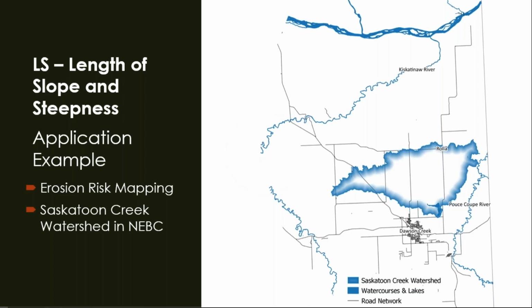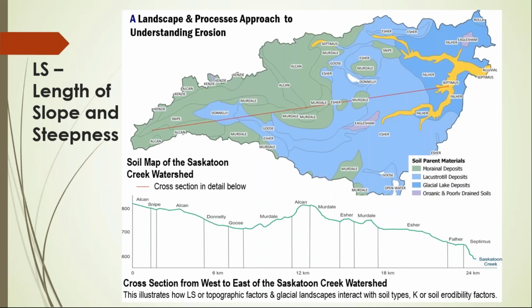We can also look at this at a landscape level. And so during this project, we took the Saskatoon Creek watershed north of Dawson Creek as one example of any watershed we could have picked to look at this in a spatial way over the landscape. And we're lucky in this area, we have very well done soil maps. And we can look at these soil maps and look at cross sections and start understanding how the LS or topographic factors and the K or soil erodibility factors interact with the landscape in a spatial way.